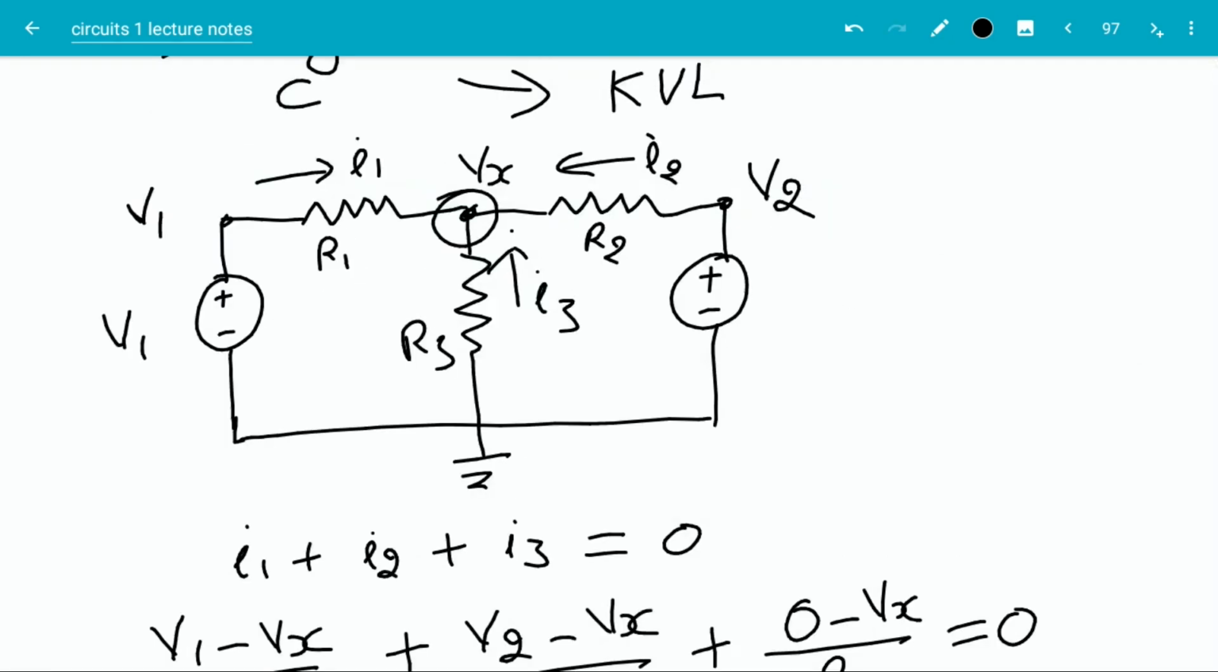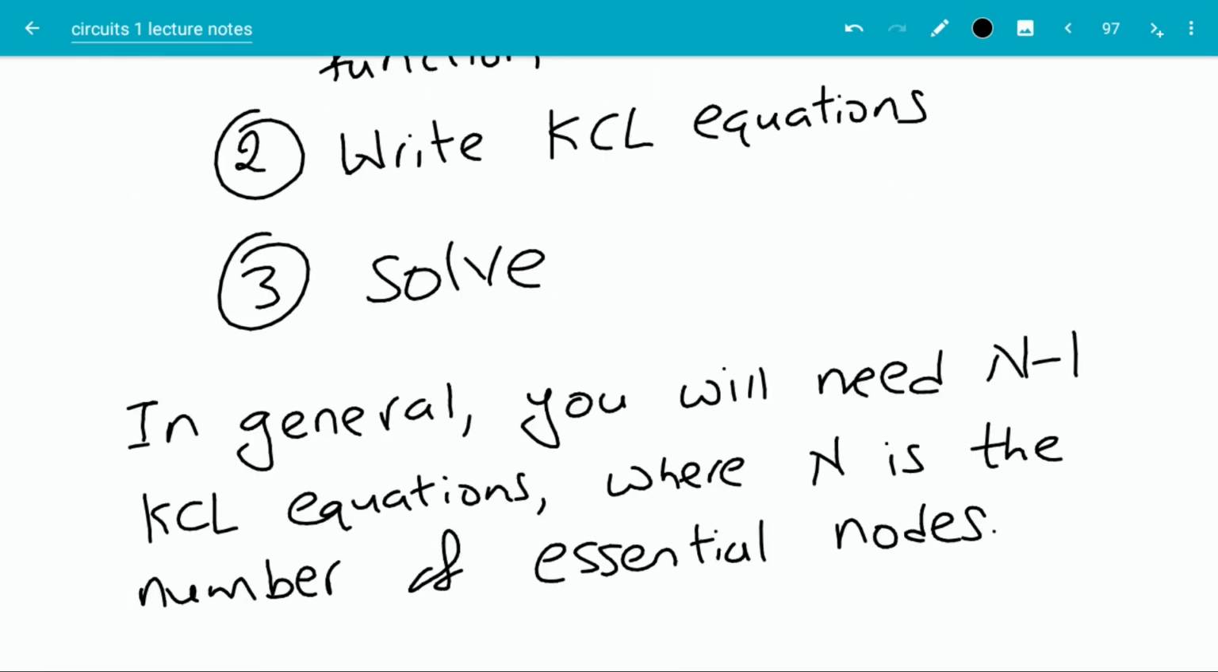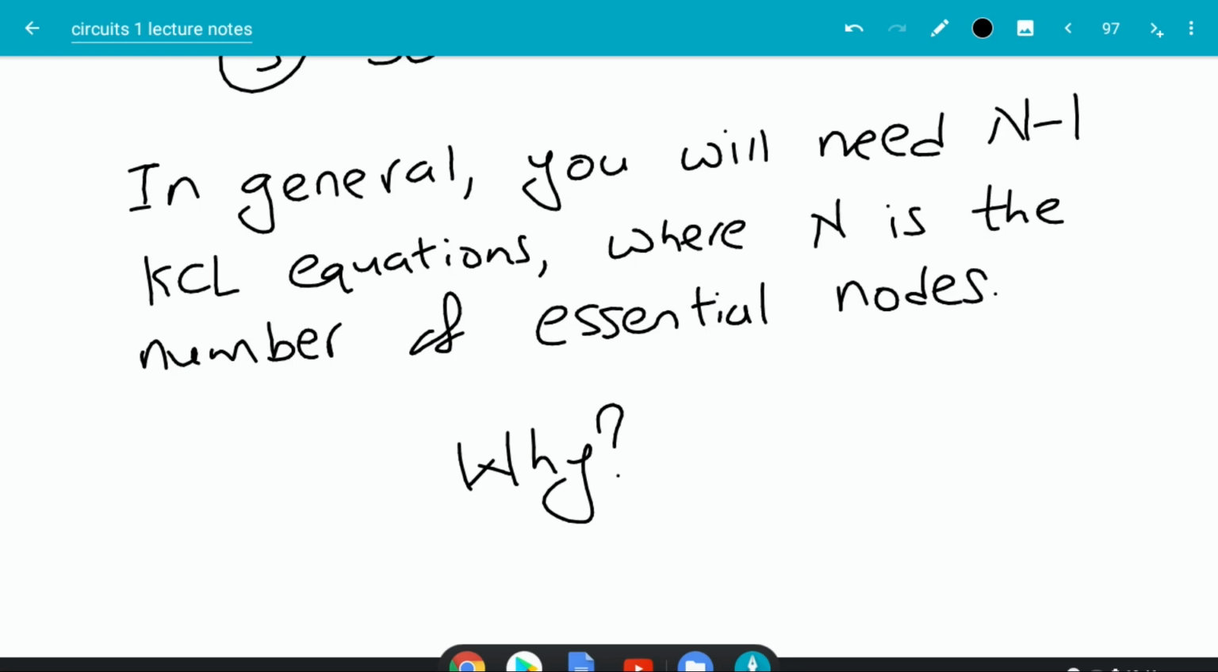Note that in this example, I only needed one KCL equation to solve the entire circuit. If you notice the number of essential nodes in this circuit, there are two essential nodes. One is over here and the other is over here. All the other nodes are not essential nodes. In general, you will need n-1 KCL equations, where n is the number of essential nodes. So this is my question to you. Why? Think about this. I'll probably post an extra credit question to see how you guys answer this.